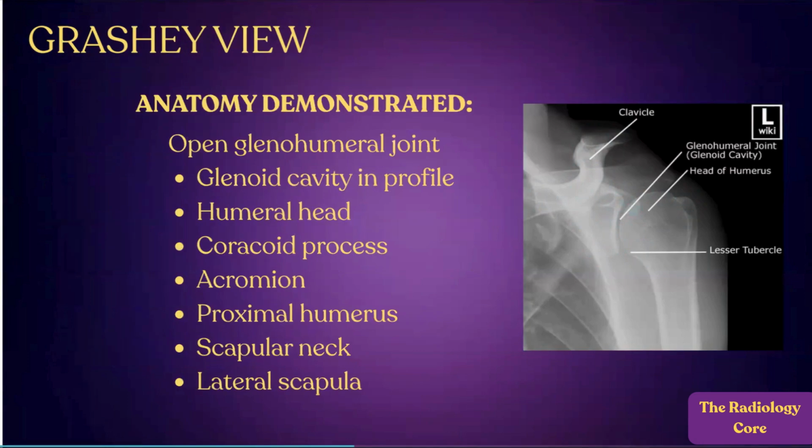So the anatomy demonstrated, again, you want to make sure that you're seeing this open glenohumeral joint space. You're going to see the proximal 1/3 of the humeral head. You'll see the coracoid process, the acromion, the scapular neck, as well as the lateral scapula in profile.